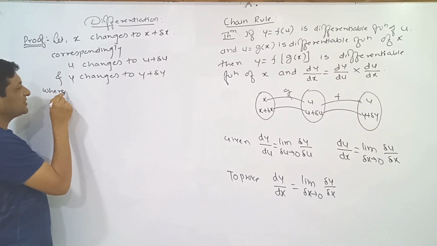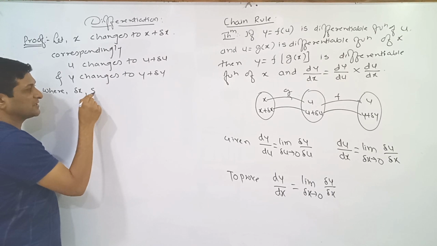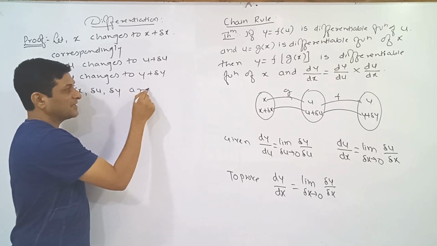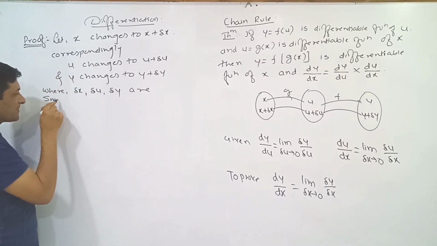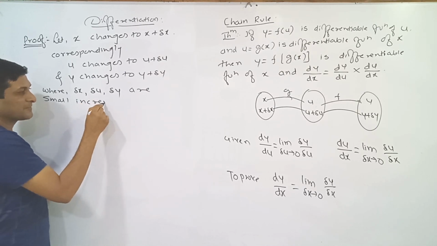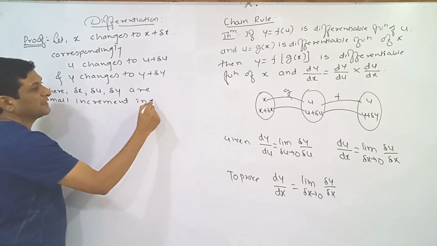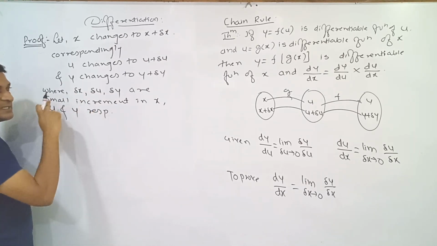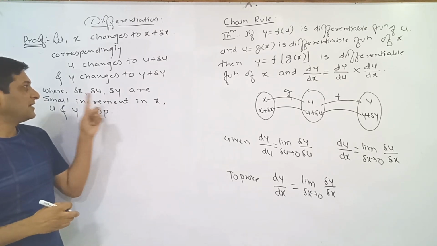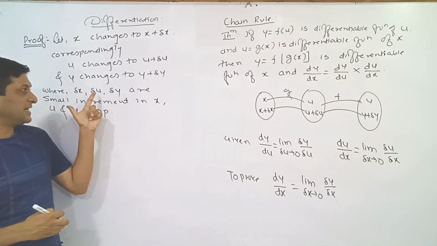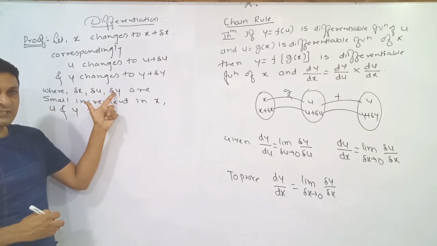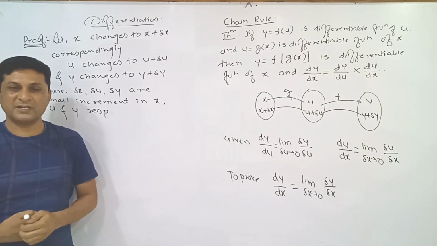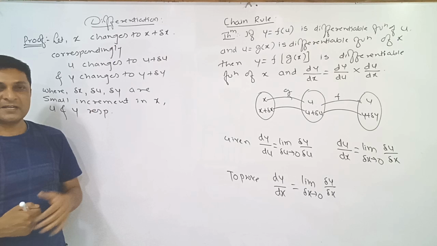So this delta x, delta u and delta y are nothing but small increments in x, u and y respectively. Delta x is the increment in the value of x, delta u is the increment in the value of u, and in the same way, delta y is the increment in the value of y. We have already shown it in the figure also. So I hope these ideas are clear to you.